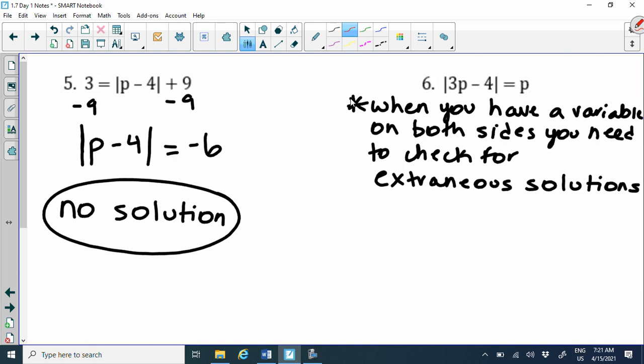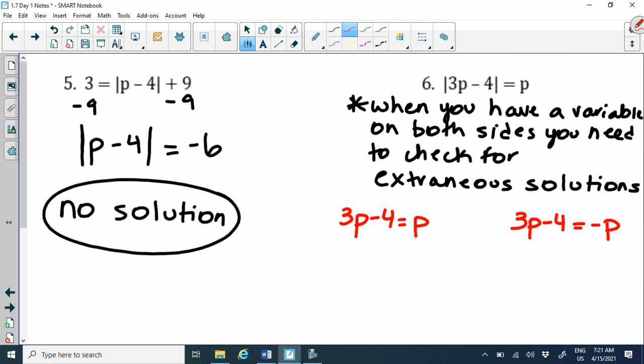Okay, so we are going to create our 2 here. So we'll have 3p minus 4 equals p. Now what we do is we do the same thing as we did with numbers. Anything that is outside the absolute value bars, we negate it, or really just do the opposite sign. So we have negative p.